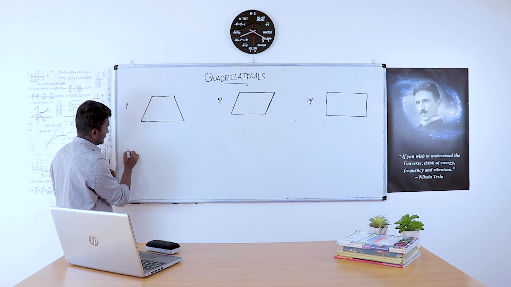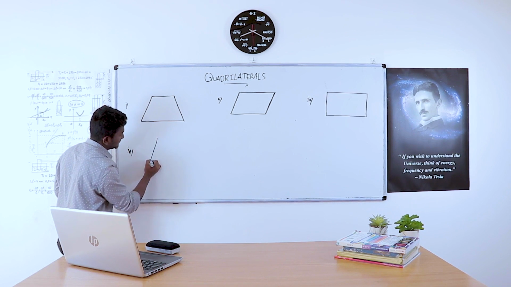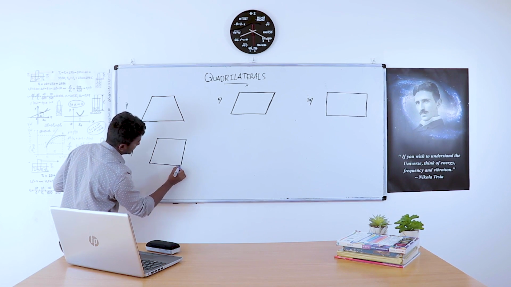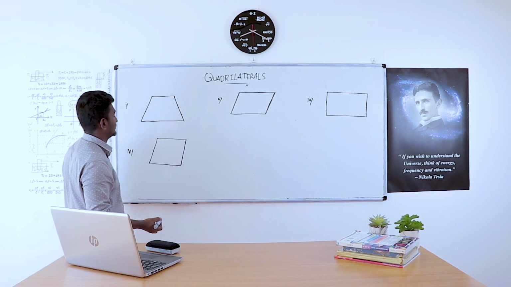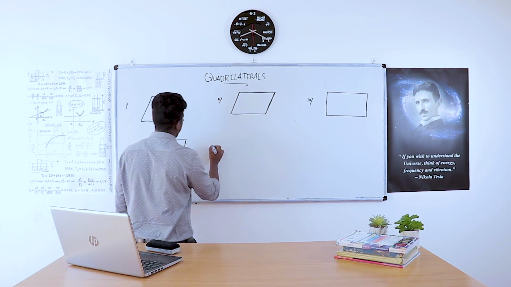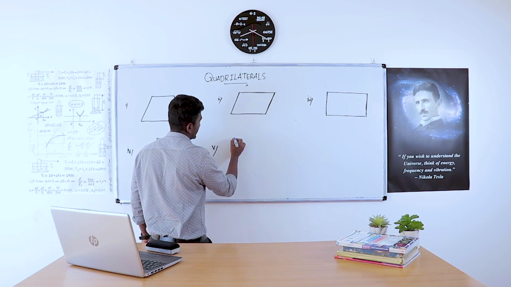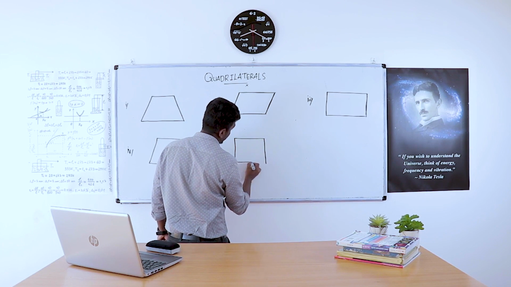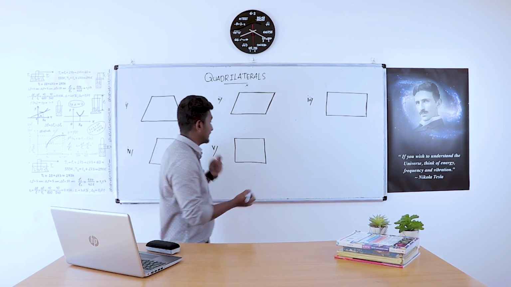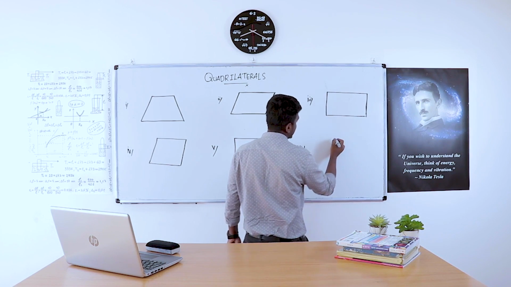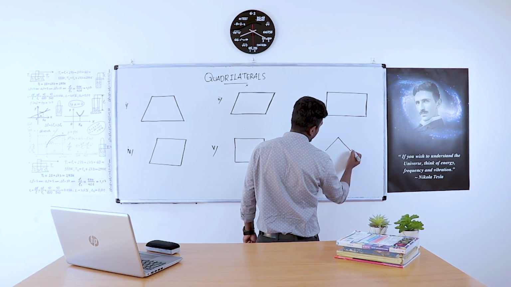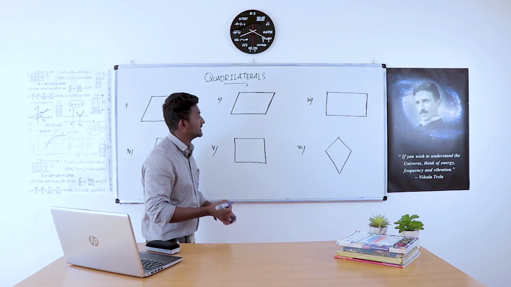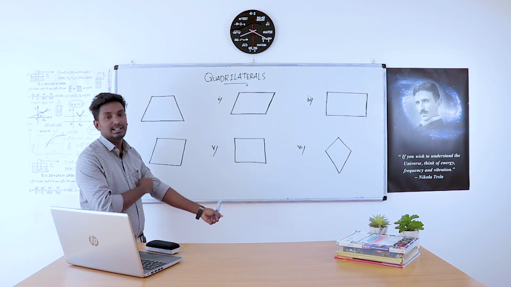And moving to the fourth. This is our fourth one. And then moving to the fifth. This is our fifth one. And moving to the sixth. This is our sixth one. All these are quadrilaterals.